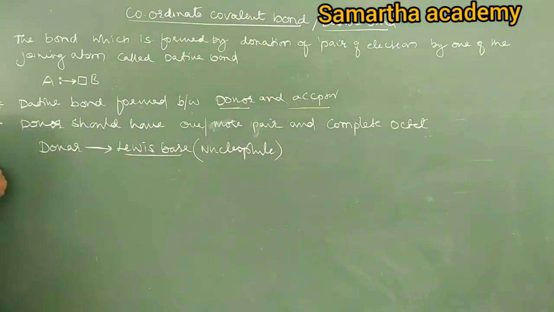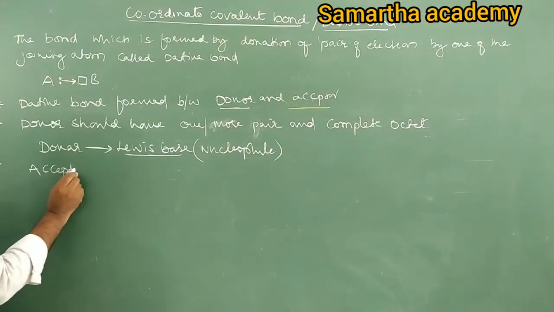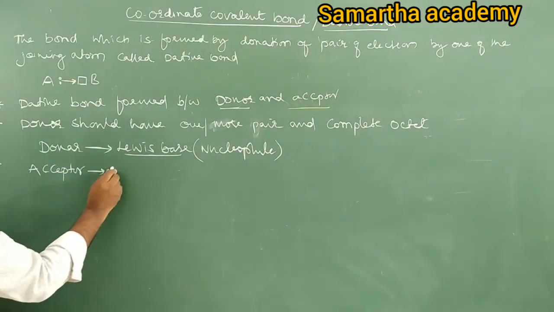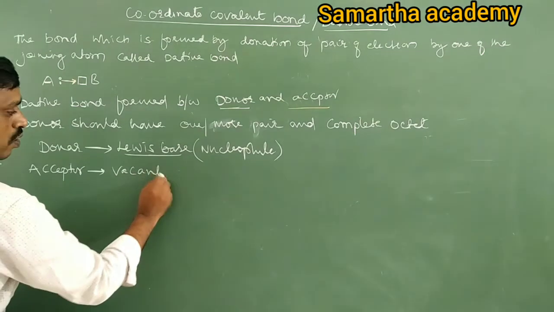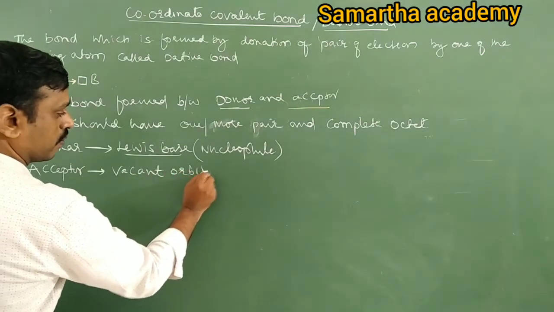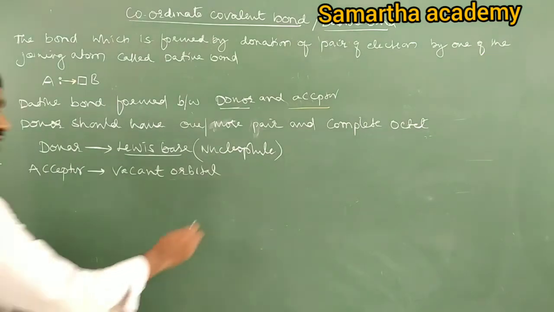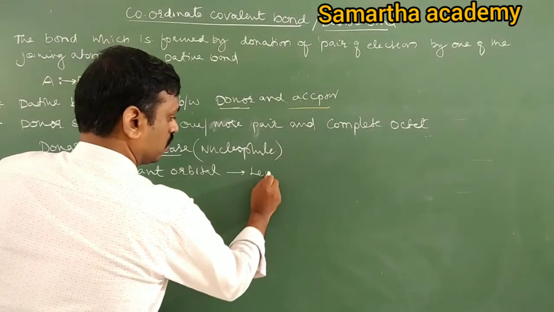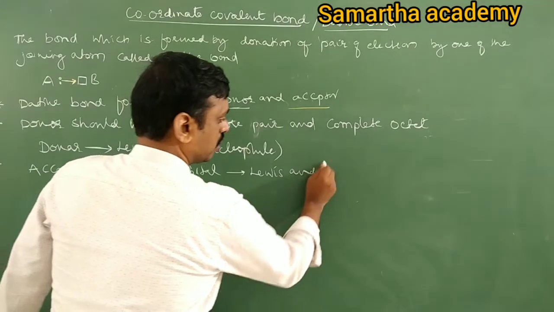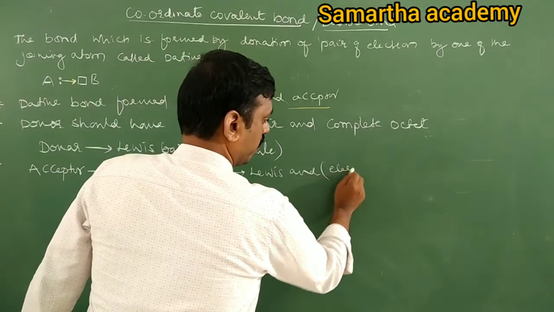Next, then what about acceptor? Acceptor should have a vacant orbital, right? Acceptor should have a vacant orbital, and it acts as a Lewis acid, that is electrophile.